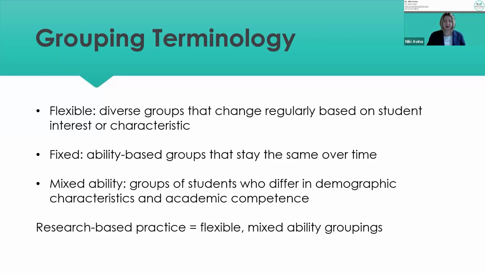Fixed grouping is ability-based groups that stay the same over time. Great examples of this would be your class-wide intervention groups. So if you're really trying to work at that tier 1 and pair students based on a particular skill level, you do want those partnerships to stay the same over some time, just to monitor that intervention and how it's going.